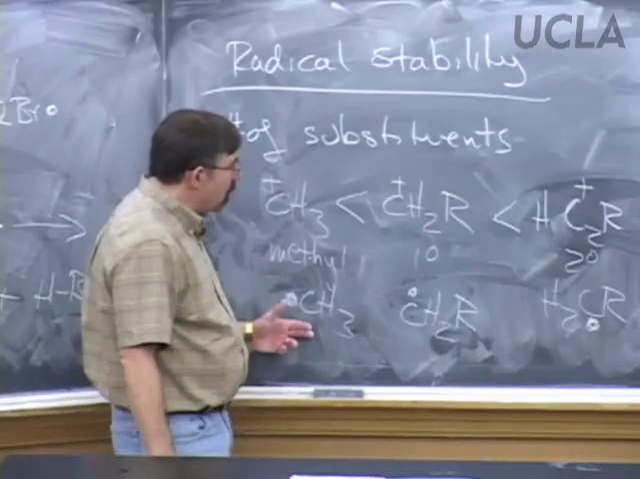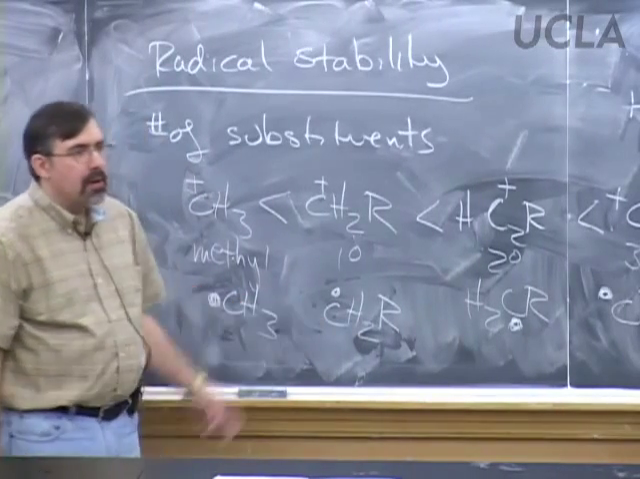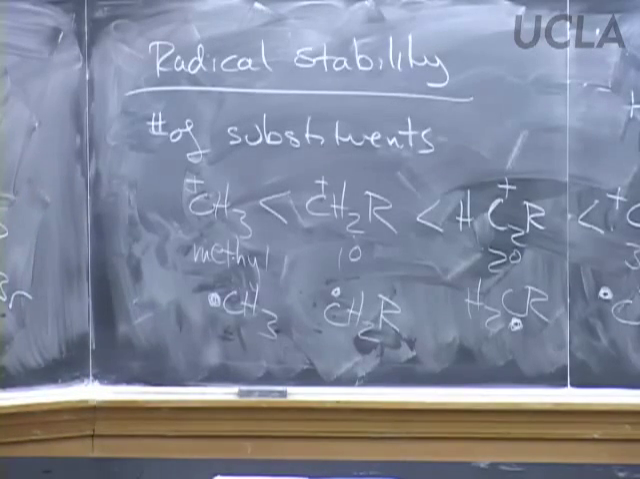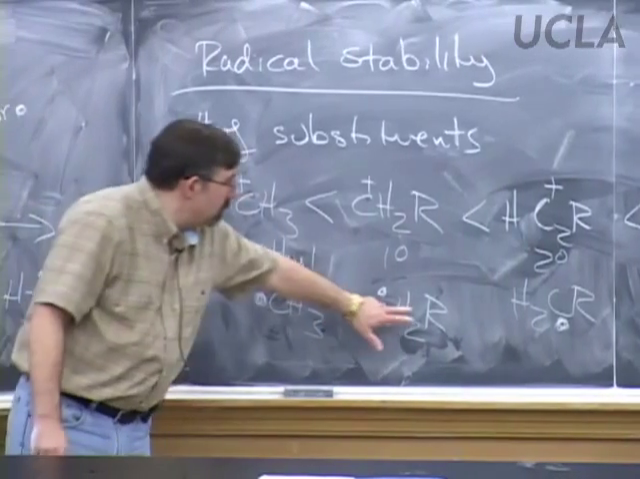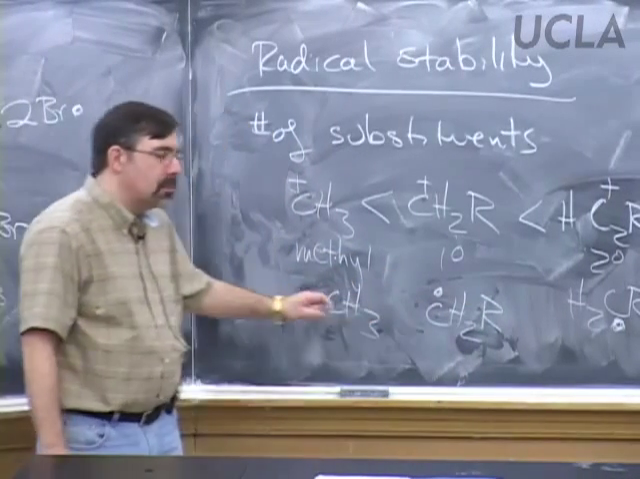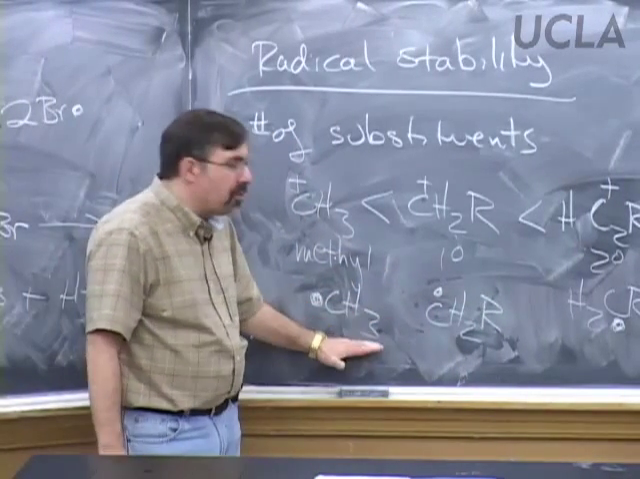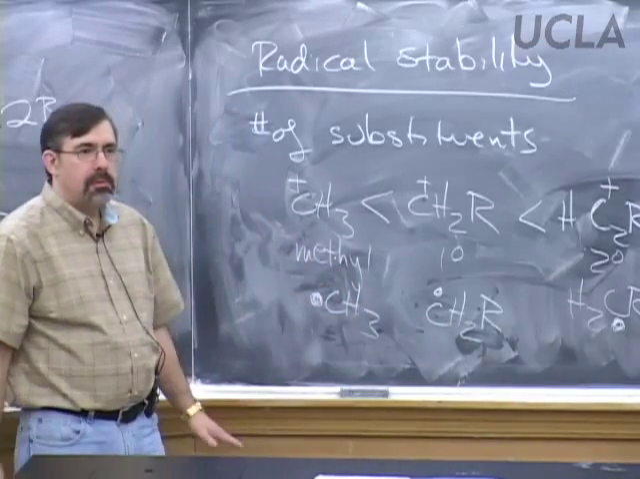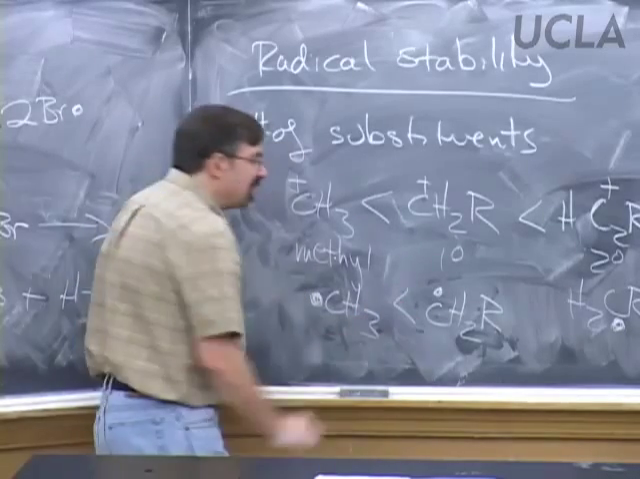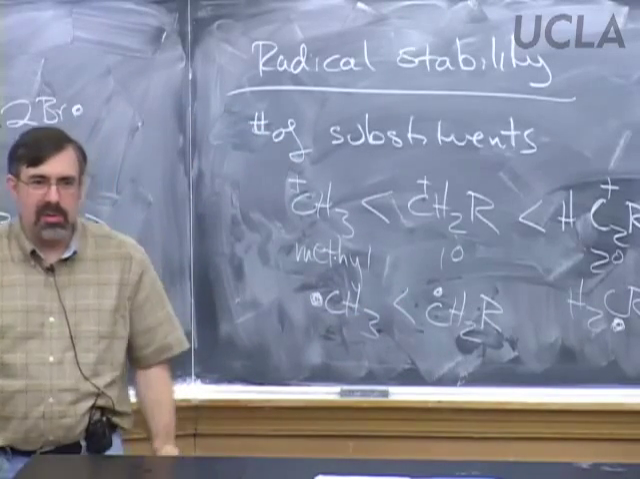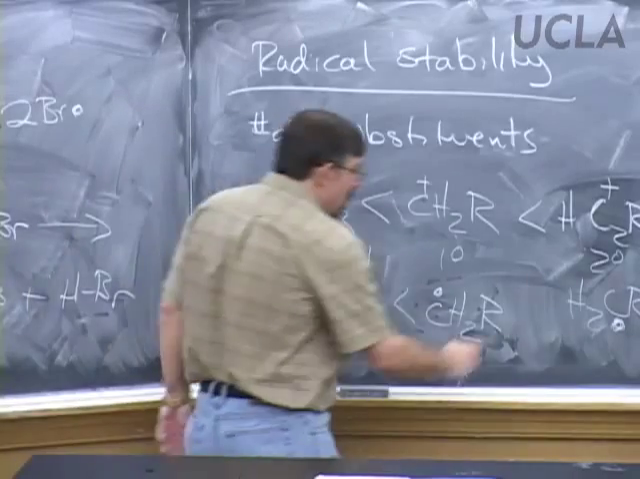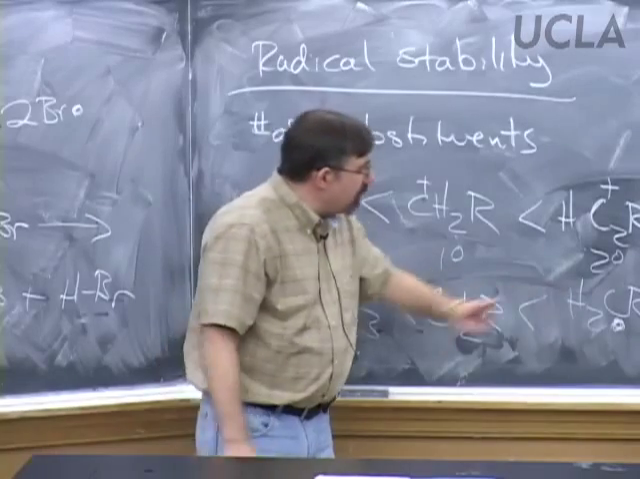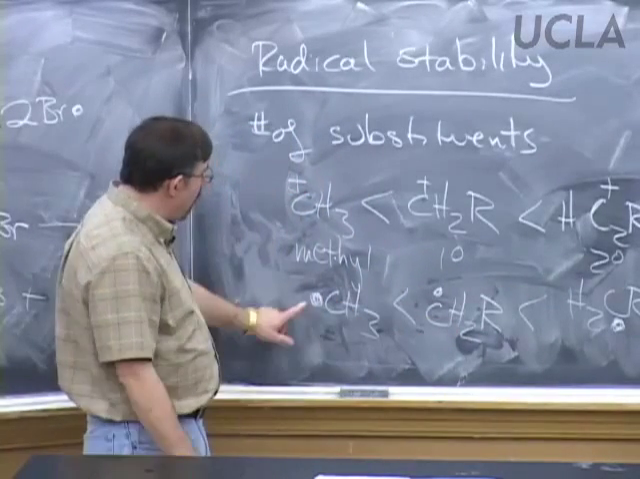Well, what do we think about the stability here? Should methyl be more or less stable than primary? The carbon that bears the unpaired electron is electron deficient. An alkyl group is electron donating. So should a methyl radical be less stable or more stable than a primary radical? Less stable, for exactly the same reason as a carbocation. And the same trend follows. Tertiary radicals happiest, secondary radicals okay, primary okay, methyl radical.